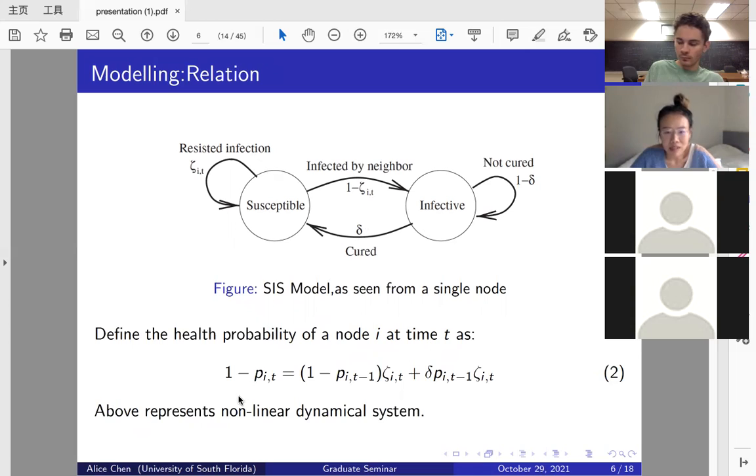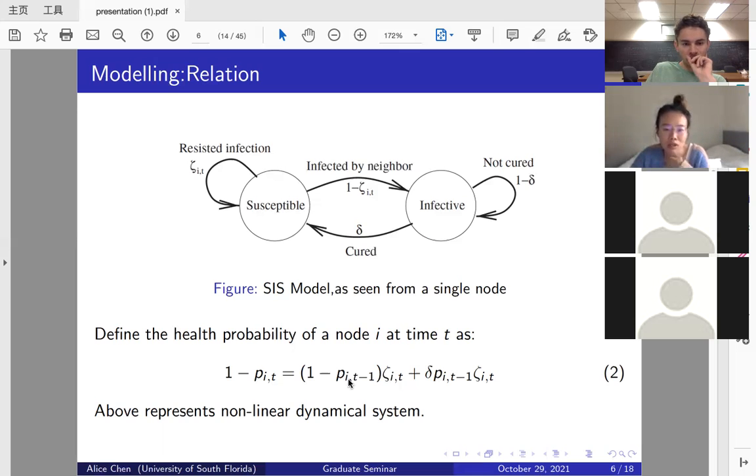Okay, so next we're going to define the healthy probability of node i, individual i, at time t, which is 1 minus the infectious probability. Actually, it consists of two parts. The first part is that the node at time step t minus 1 is healthy and is not infected by its neighbor, so the first term is 1 minus p times eta it. Or it is infected, but it's cured at the next step, so it's the infectious probability at t minus 1 times the delta. So it consists of these two parts.